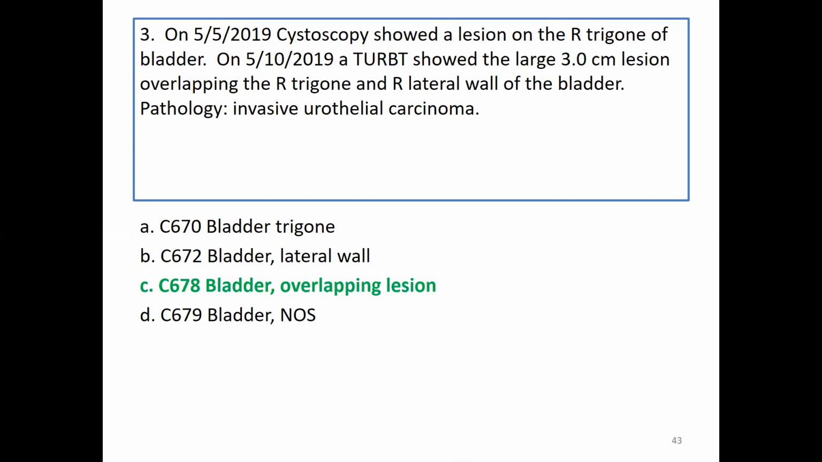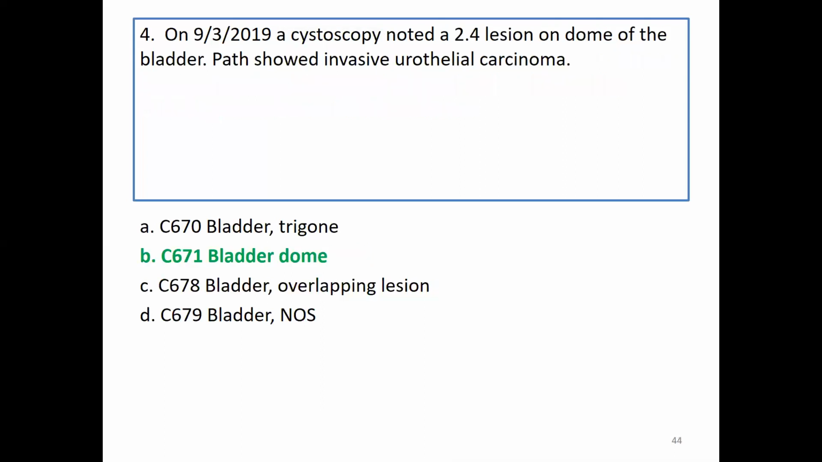Number 3, the TURBT showed the lesion to overlap the right trigone and the right lateral wall. So here we have one lesion that's big enough to overlap 2 subsites. The correct answer would be C678, bladder overlapping lesion. Number 4, the 2.4 centimeter lesion is on the dome of the bladder. This one's pretty easy, so you can code this to dome, C671.